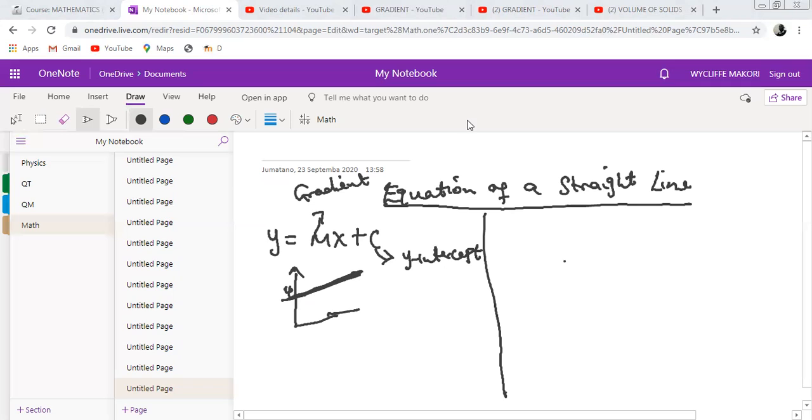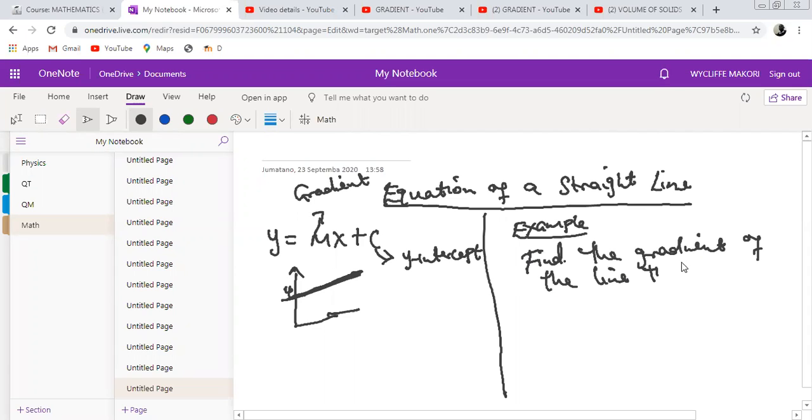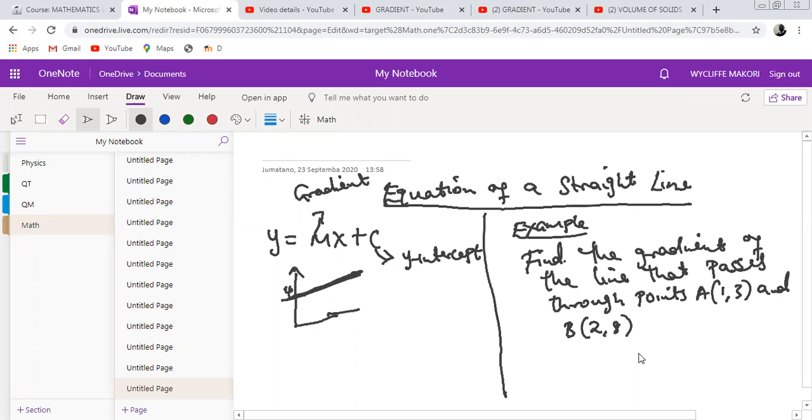Having said that, we can look at an example. We have an example here where you are asked, find the equation of the line, or let us start with this: find the gradient of the line that passes through points A(1, 3) and B(2, 8). You are told to find the gradient of that line.